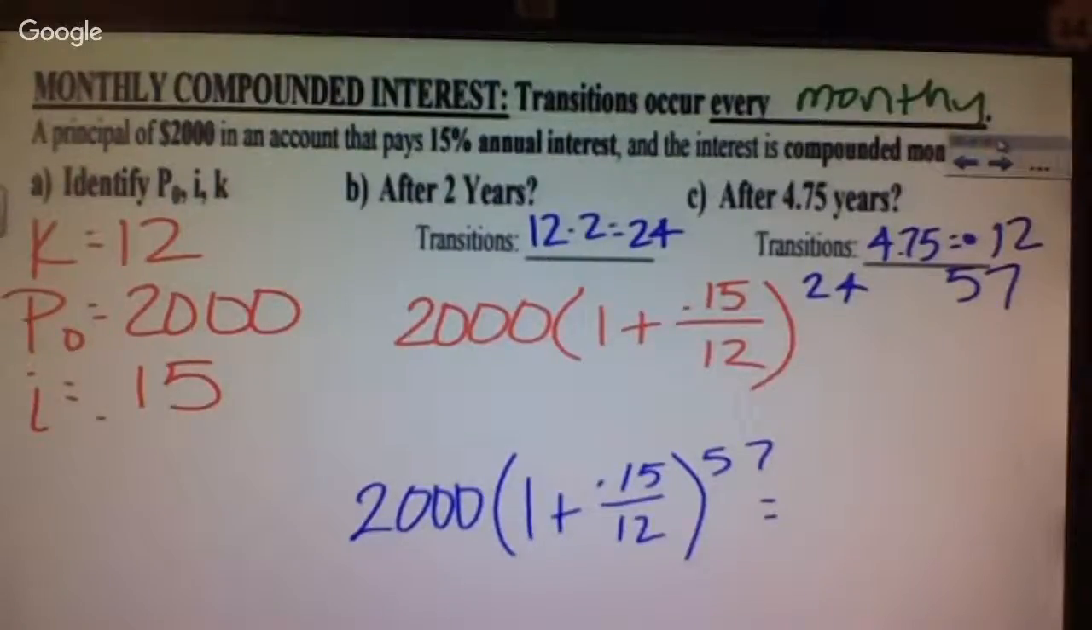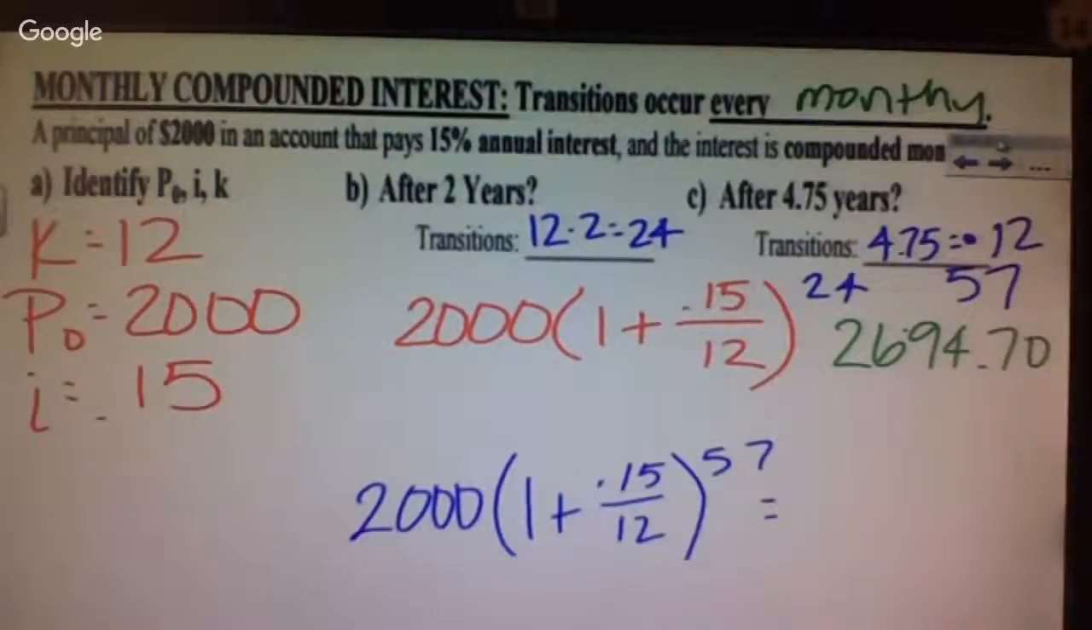Big thing. So what now? 57,250. What? She said you're wrong. You didn't divide 0.15 by 12.